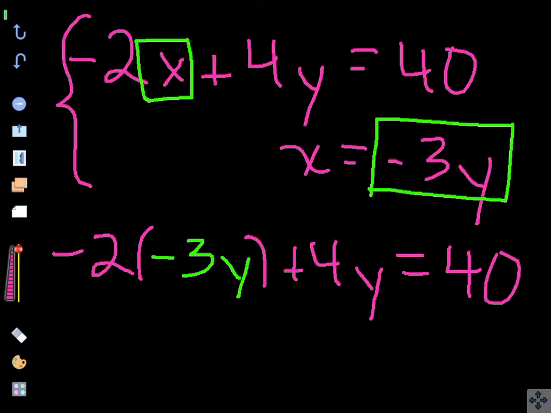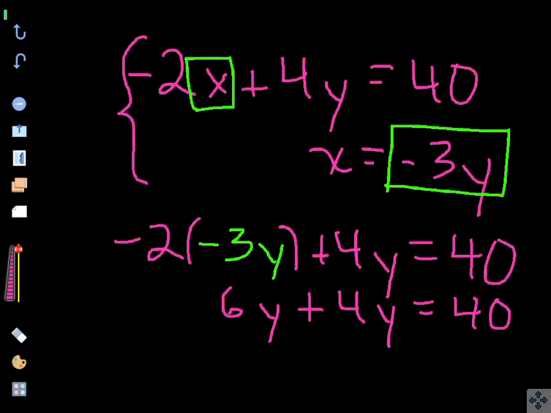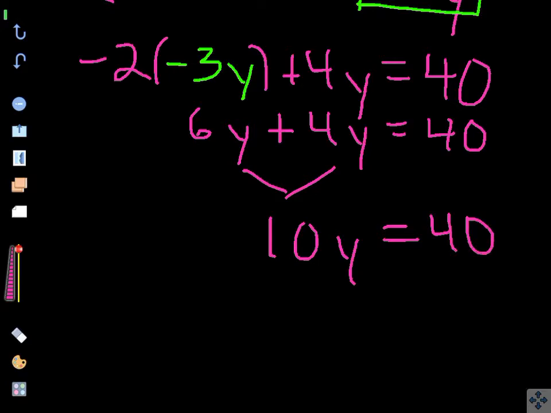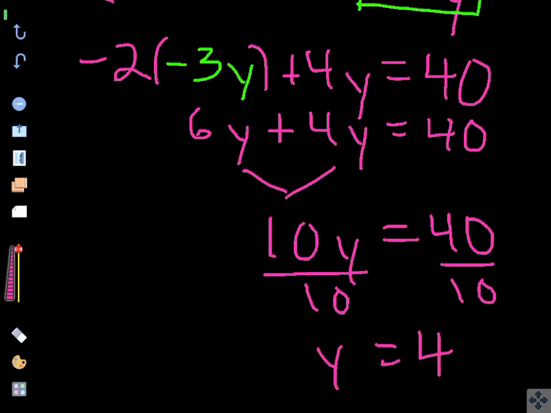Now if we multiply negative 2 times negative 3y, negative 2 times negative 3 is positive 6. So we'll get 6y. And then our next step is we can combine like terms. 6 plus 4 is 10. So we'll get 10y. And then our last step to get y isolated would be to divide by 10. And we get y equals 4.